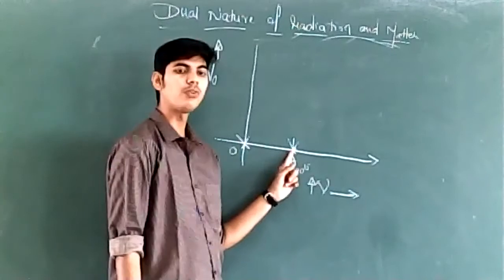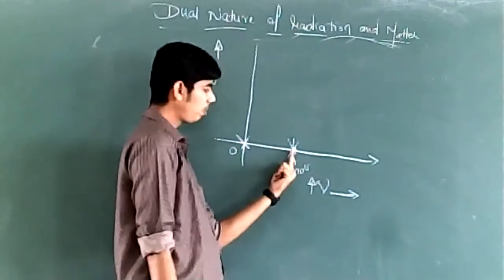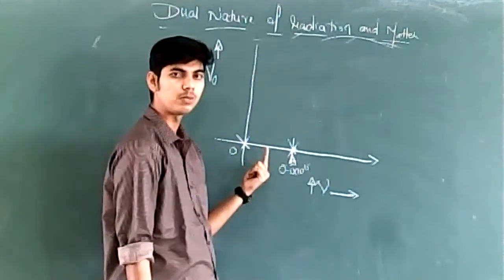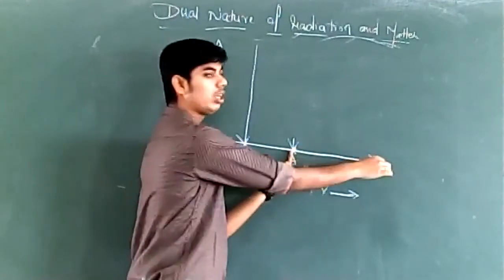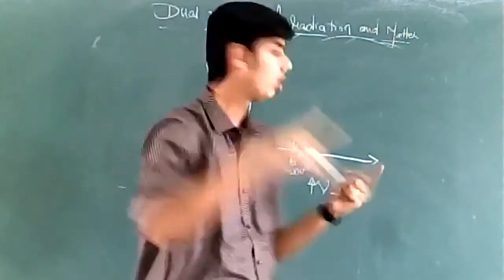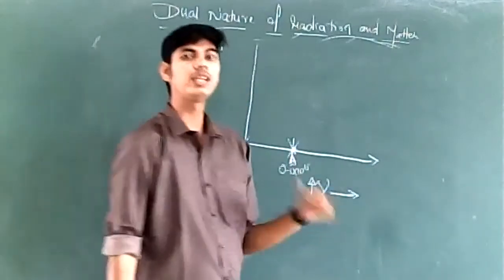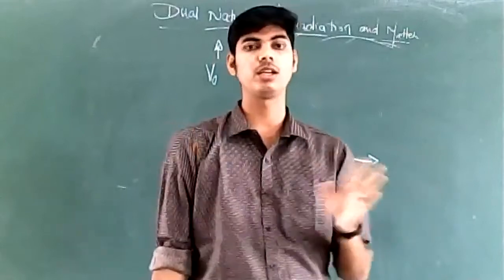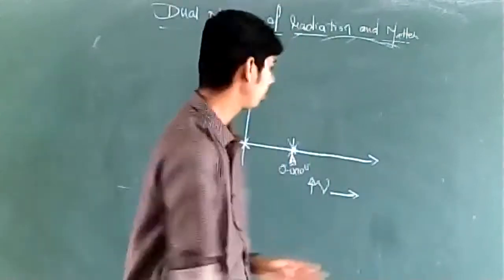From this frequency, the photoelectric effect starts. There is a particular frequency of incident light below which no photoelectric effect is observed. From this point, if you go on increasing the frequency of incident light, above the threshold frequency, the kinetic energy of photoelectrons is directly proportional to the frequency of incident light.